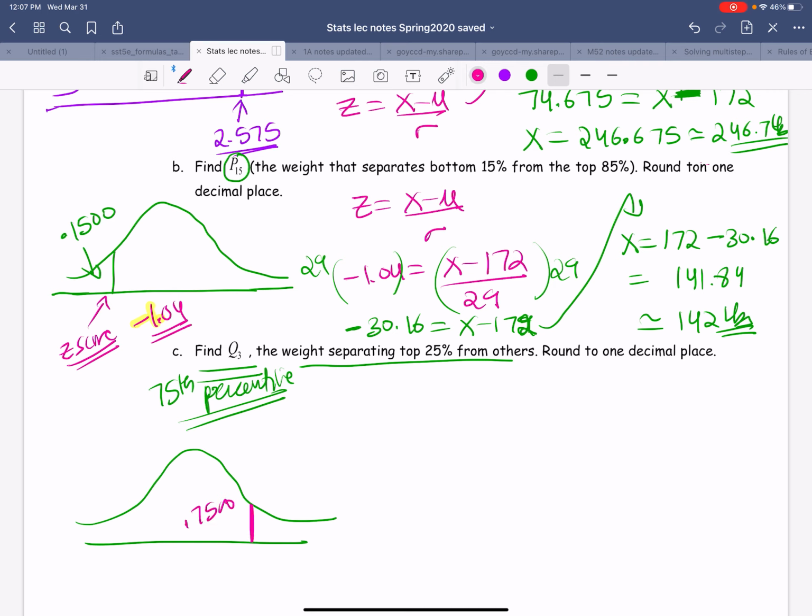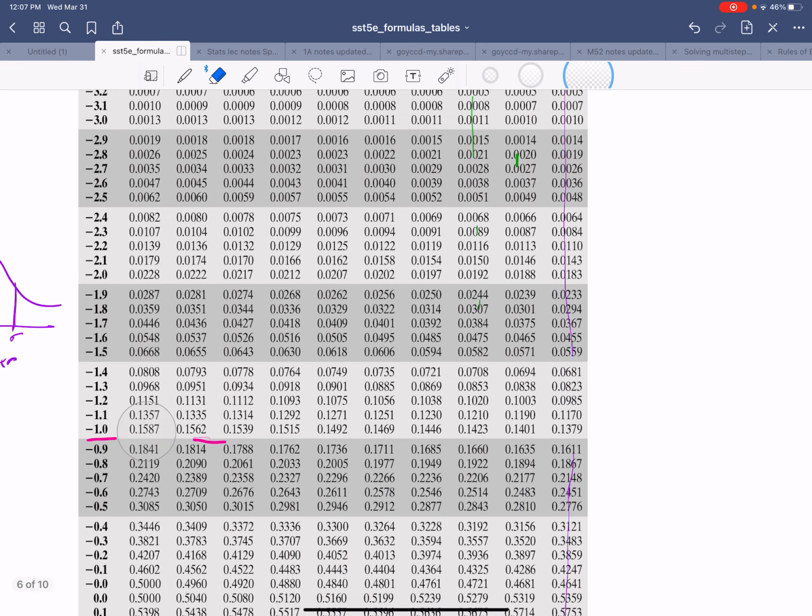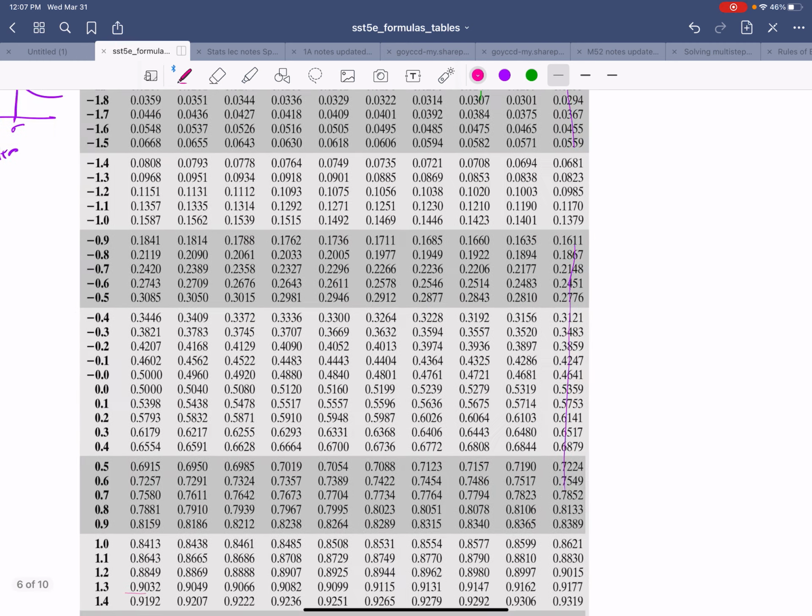So area to the left is 0.7500. Area to the right is 0.2500. It's easier to look for area to the left. So I'm going to look in the body of the table. Again, it's going to be a positive z-score because we're talking about 75% area to its left. So that's a positive z-score because the mean has 50% area to the left. So let's look in the body of the table, 0.7500, for positive z-scores.